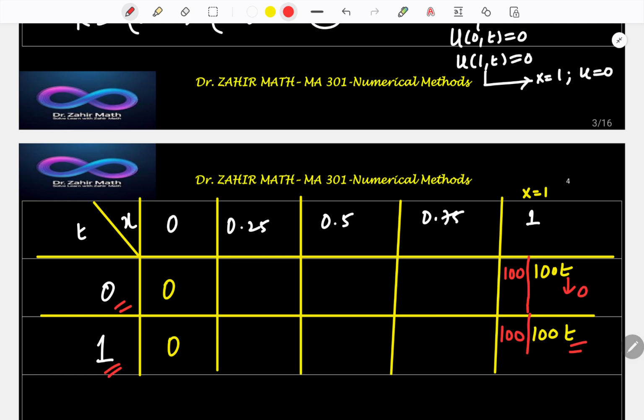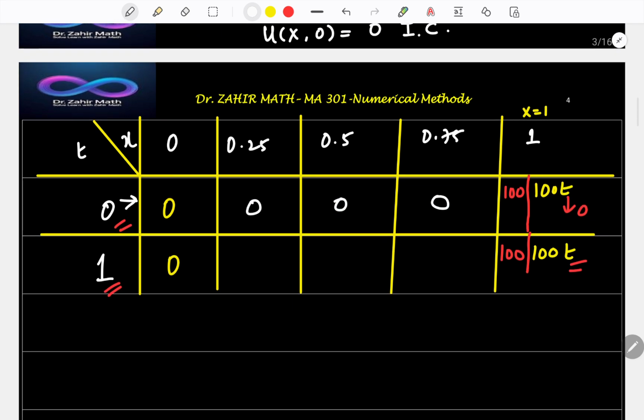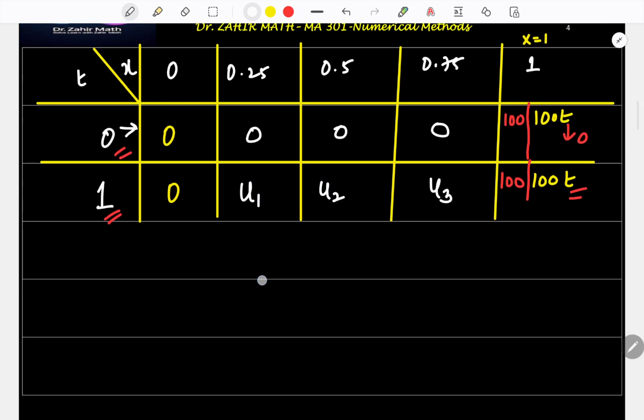Now I'm going to use the next condition. What is the next condition? The initial condition: U of x comma 0 is equal to 0. Initial condition means time t equal to 0. So here everything will be 0, 0, 0. The only thing you need to find are these three values, u1, u2, u3. That's it.